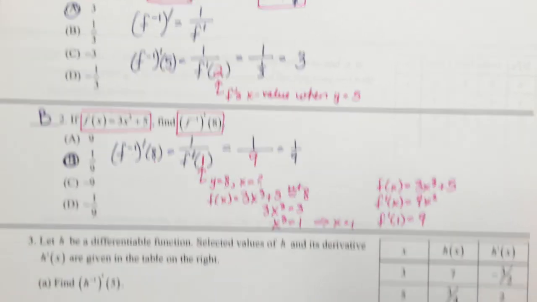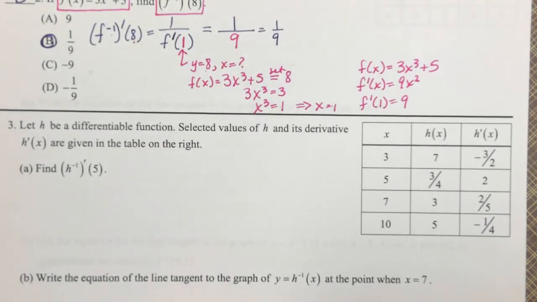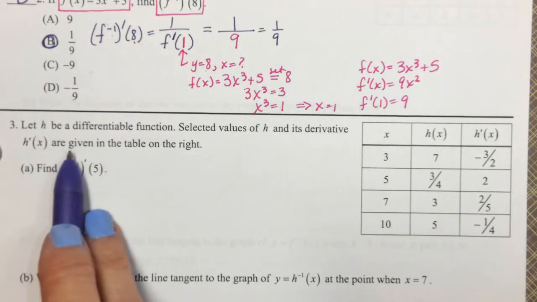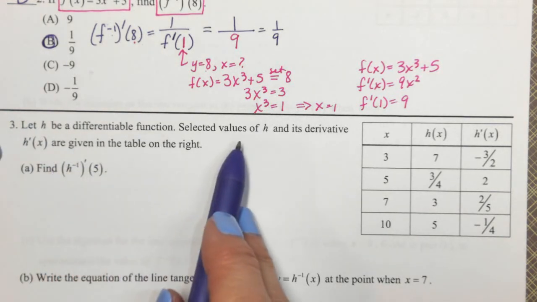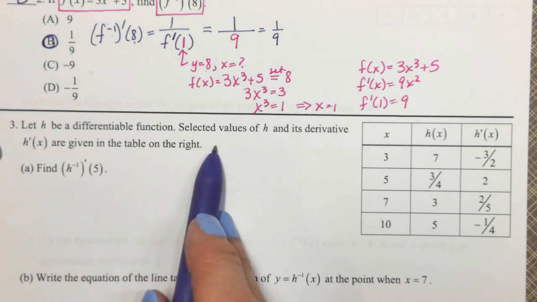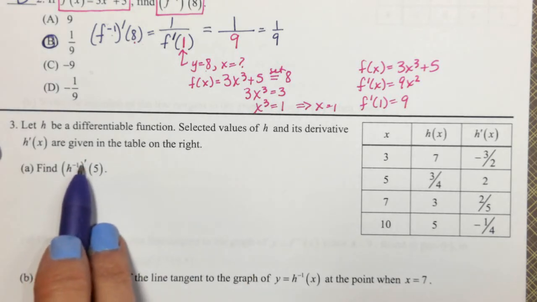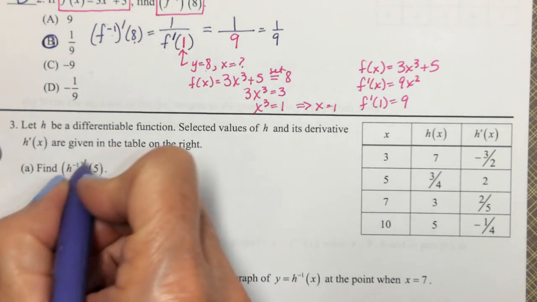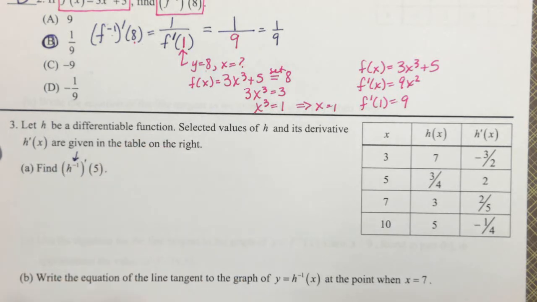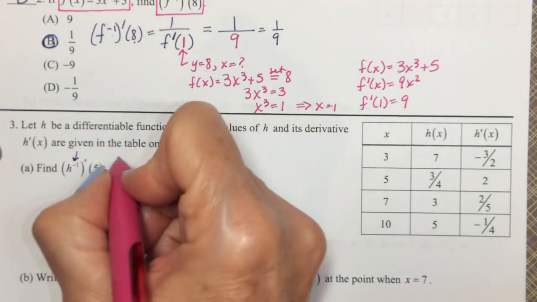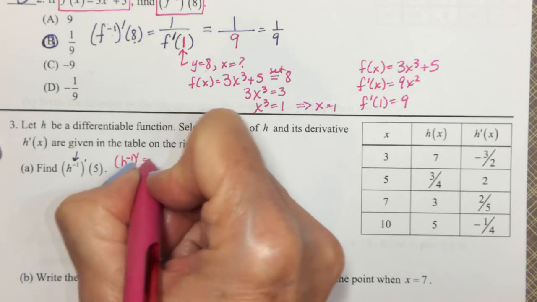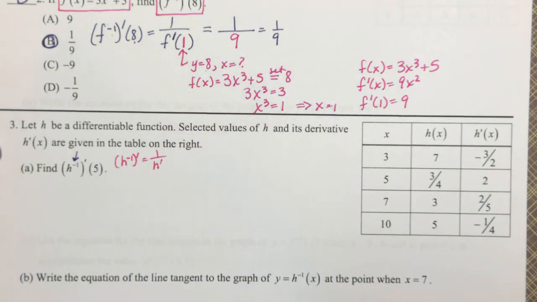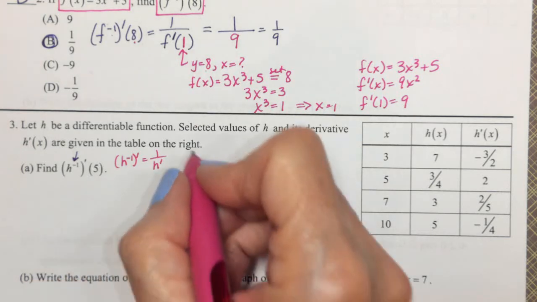Okay? How else could they ask us questions? Well, they could ask us questions in a table format. Alrighty. Let h be a differentiable function, and selected values of h and its derivative h prime are given in the table on the right. Part A, find the derivative of h inverse of 5. As soon as I see an inverse, I think to myself, the derivative of h inverse is 1 over the derivative of plain old h at their corresponding points.